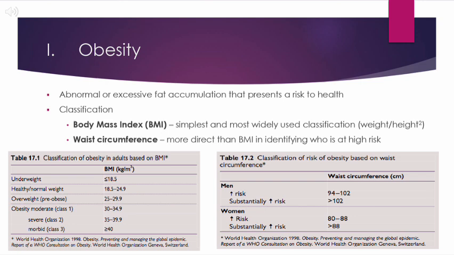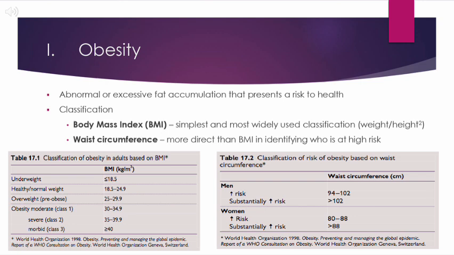But again, BMI has limitations. It does not tell us where fat is located in the body. And this is where waist circumference becomes very important. Waist circumference measures abdominal fat, or what we call central obesity. And central obesity is more strongly associated with metabolic complications.